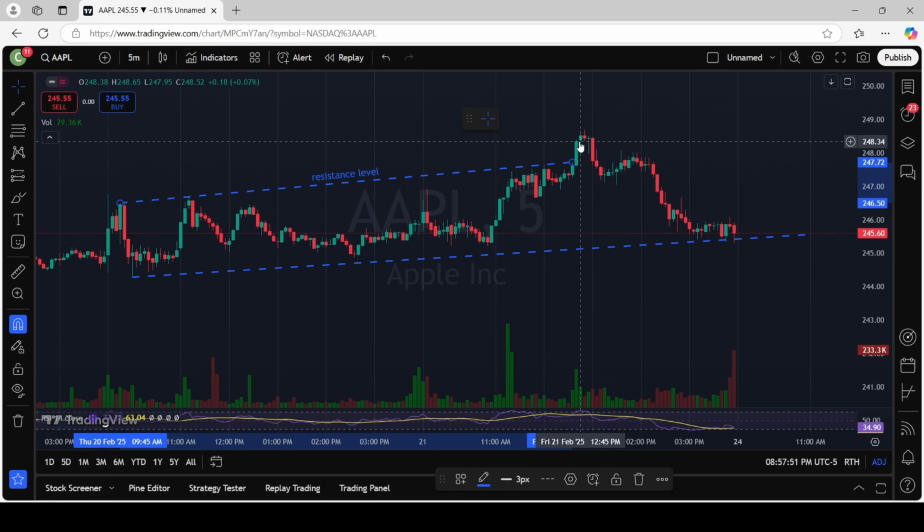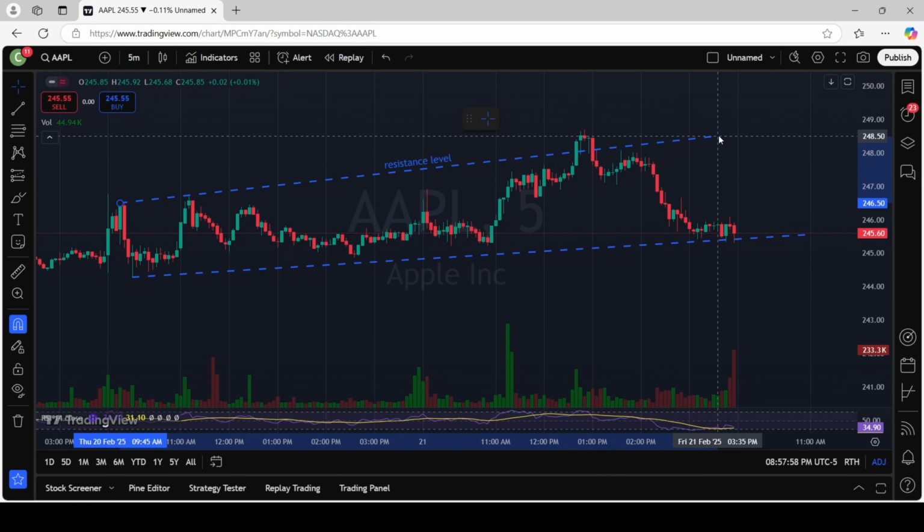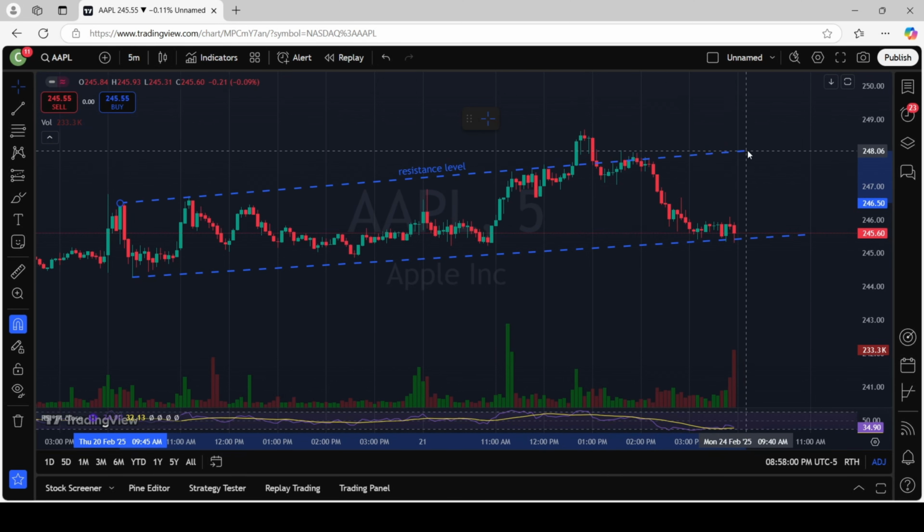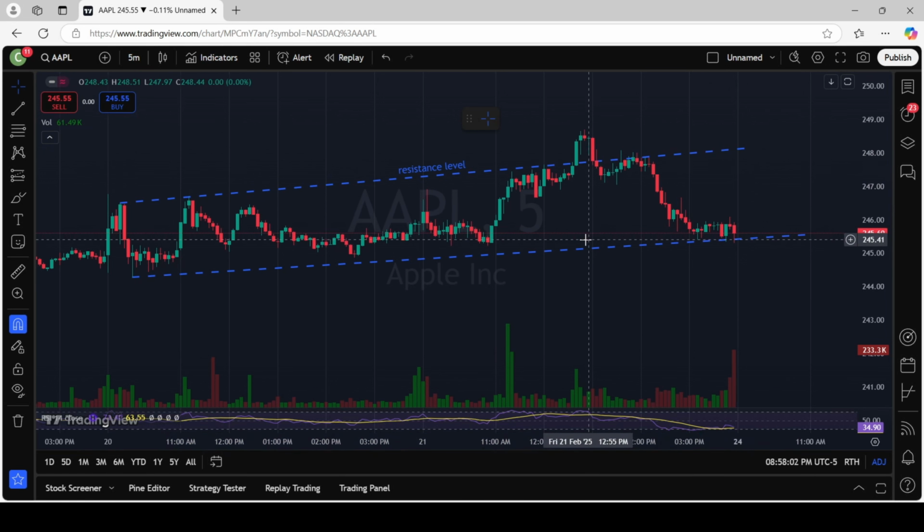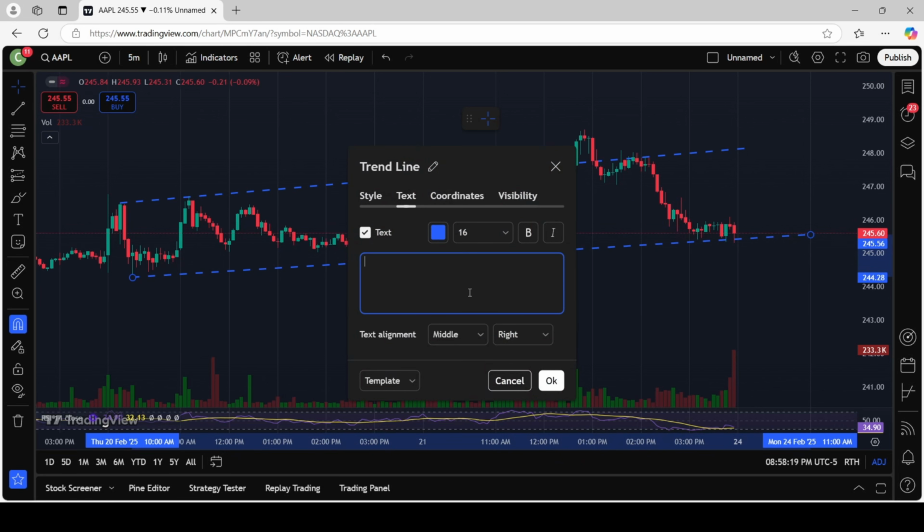But we want to wait for confirmation. Although we had a spike there, it went back down, so we didn't get enough volume to push this stock higher. And what did it do? It came right back down and tested this trend line again before going back down to what? The support level.